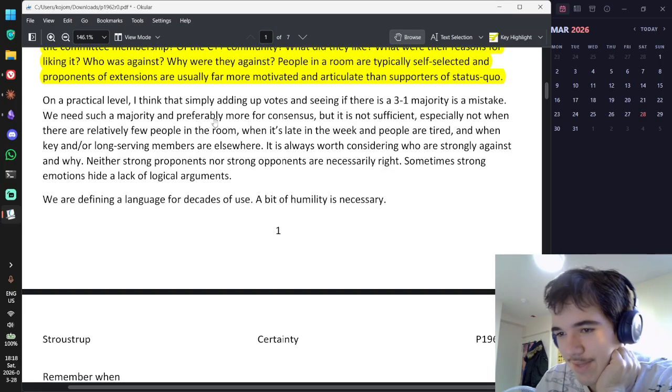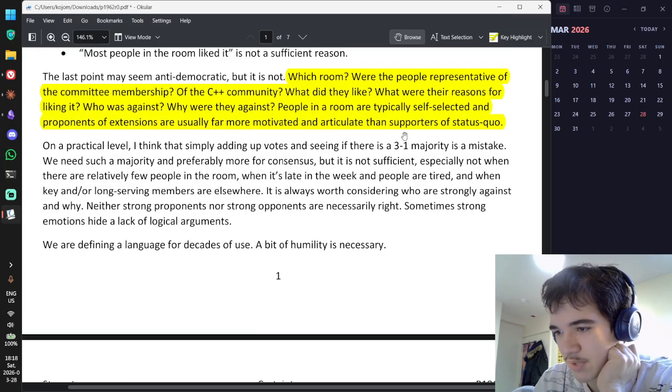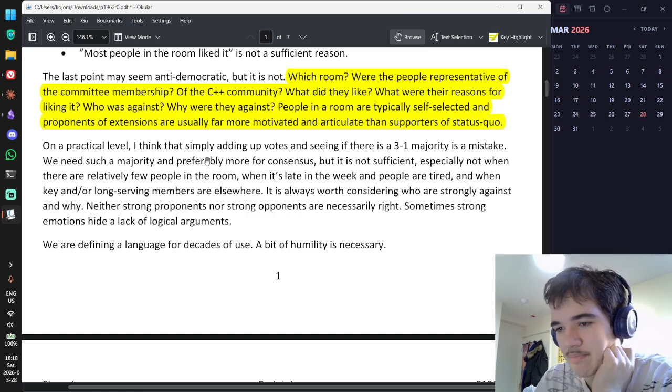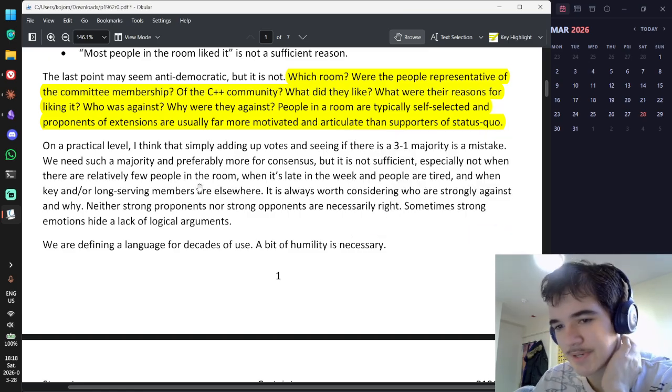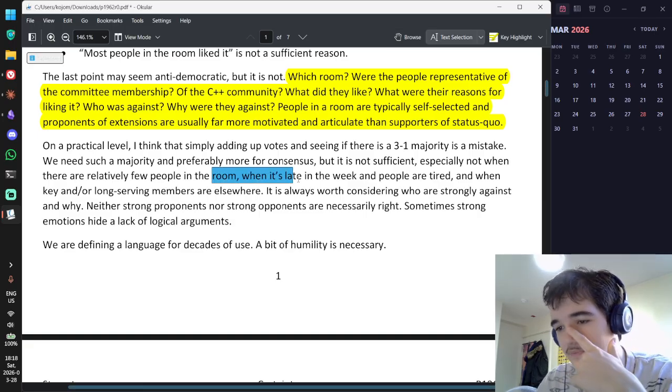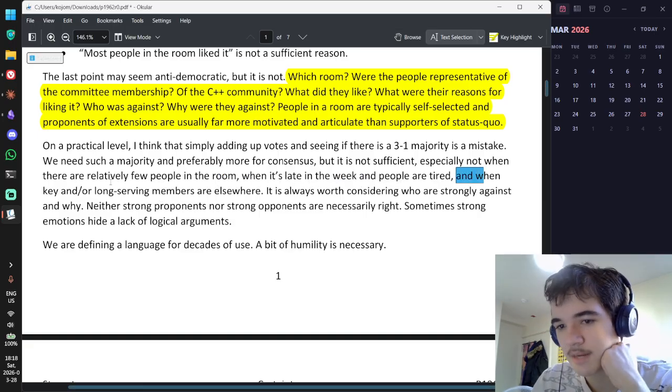So on a practical level, I think that simply adding up votes and seeing if there is a 3-1 majority is a mistake. Yes, we need such a majority, and preferably more for consensus. But it is not sufficient, especially not when there are relatively few people in the room, when it's late in the week and people are tired, and when key and/or long-serving members are elsewhere.